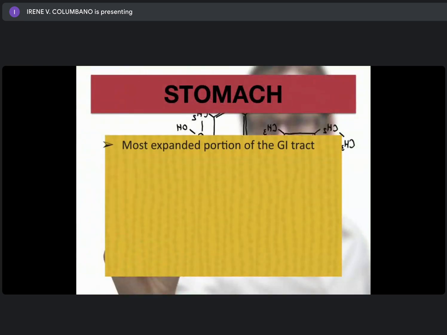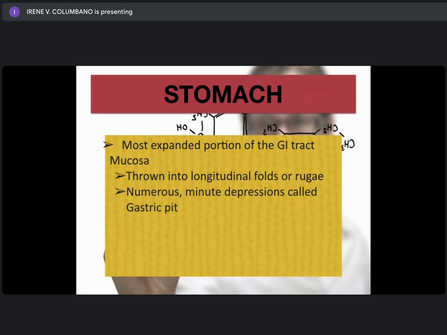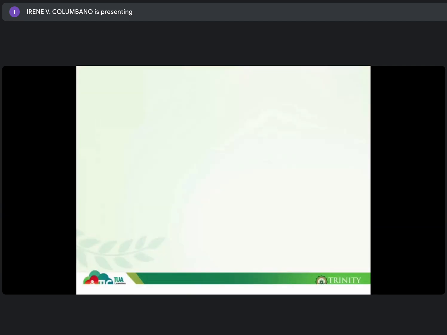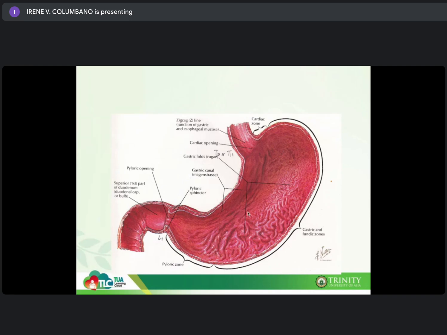So, most expanded portion of the GI tract is the stomach. May quadrilateral interlongitudinal folds known as the rugae, numerous with gastric pits. So, ito yung ating stomach. We have the cardiac zone over here, the opening, no? Yung ating esophageal junction. The rugae, ito yung mga pits natin, rugae. Kaya itsura ng stomach. So, acid ang ating pH dito. So, we have the pyloric sphincter, no?